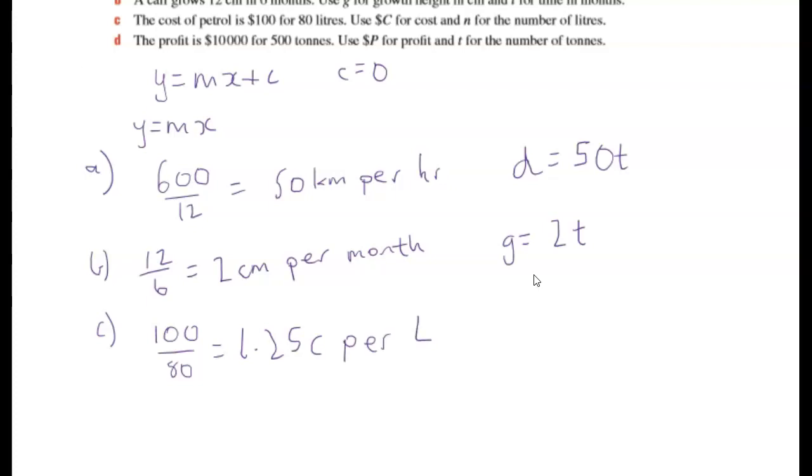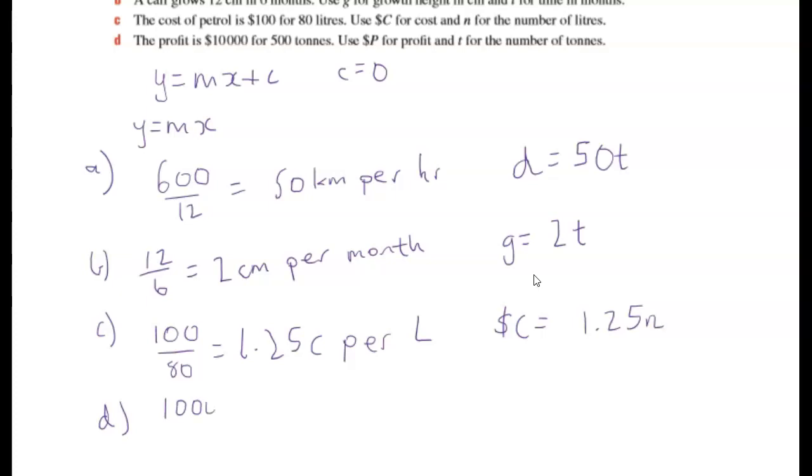So your rule is going to be the cost is equal to 1.25 N. N is the number of litres you've put in to your car. It's quite expensive considering that petrol at the moment is under $1 a litre. The profit is $10,000 for 500 tonnes. Use P for profit and T for the number of tonnes.